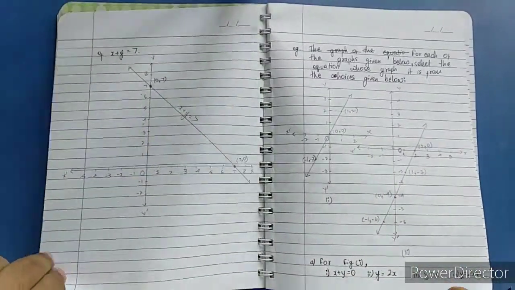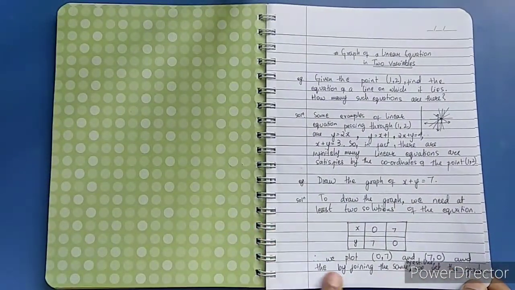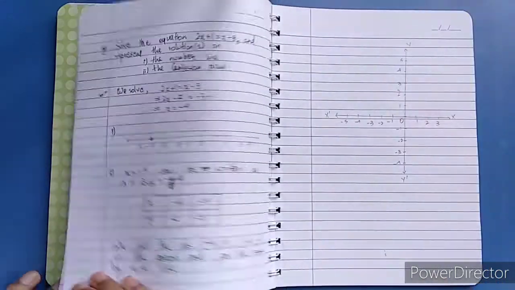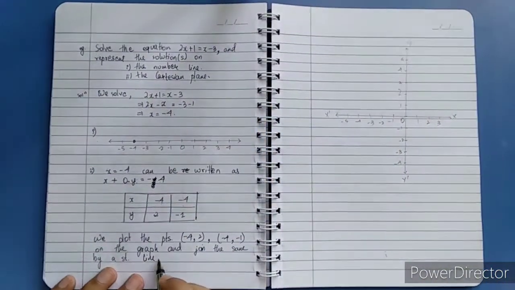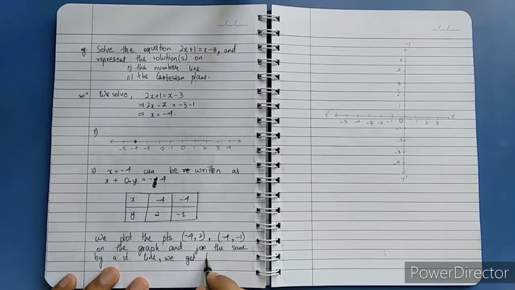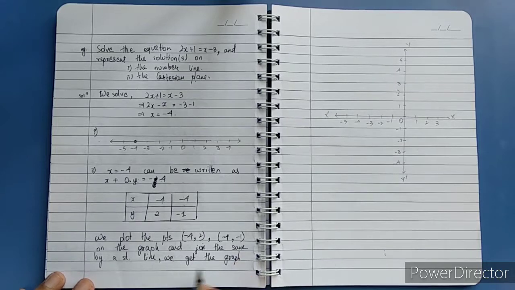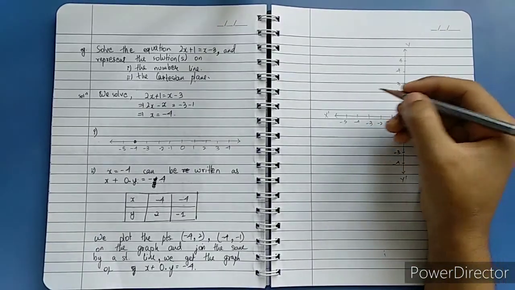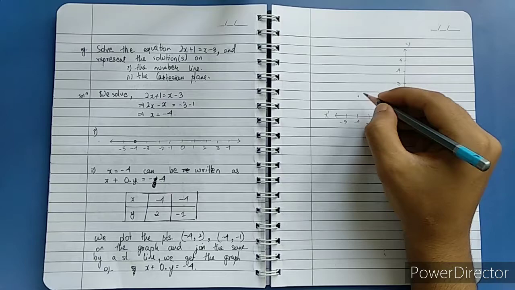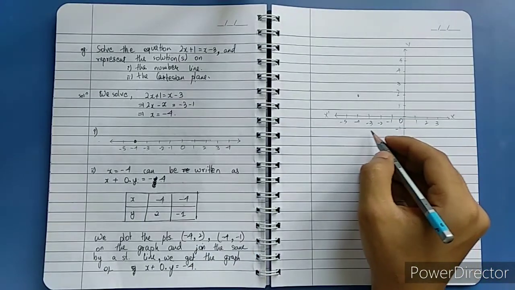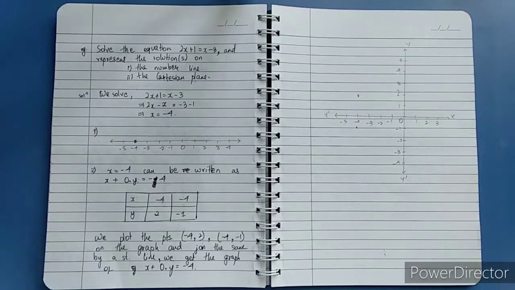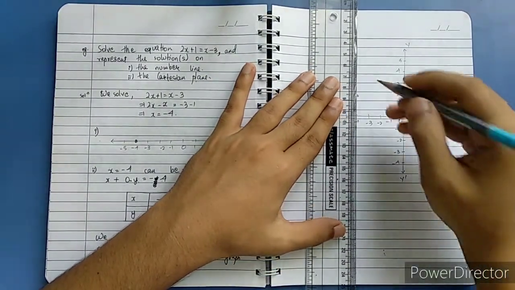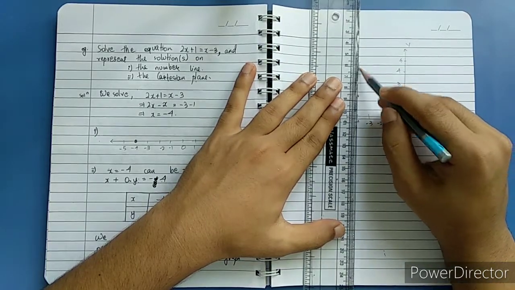We took 2 points, and by joining them by a straight line, we got the graph of the equation. So by joining them by a straight line, we get the graph of x plus 0 into y equals minus 4. So we plot them now. (-4, 2) is this, and (-4, -1) is this. So we plot 2 points, we join them, and we say that we get a line that is parallel to the y-axis.